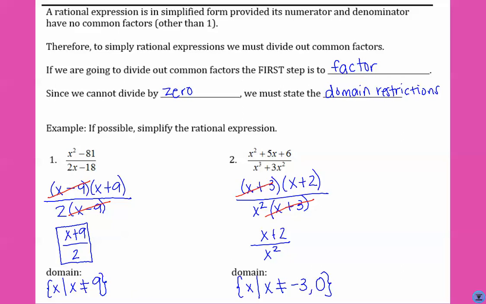Now many people would want to say, oh, there's an x here and an x here, we can cancel those out. You can't, because of this plus sign up here. If the x is being added or subtracted to any other numbers, it can't cancel with a single x on the bottom. So that'll be our final answer.